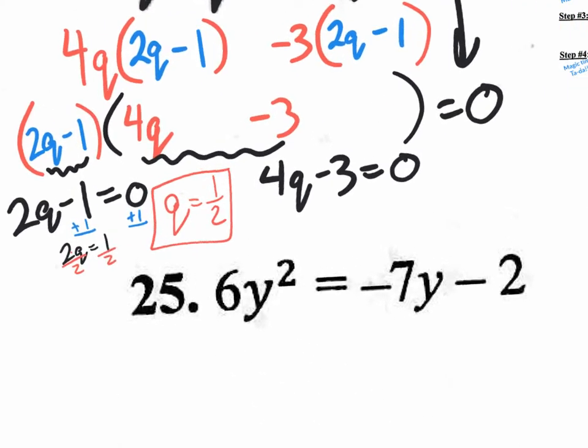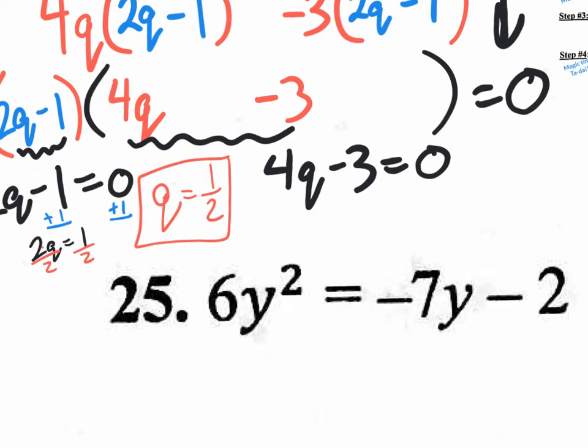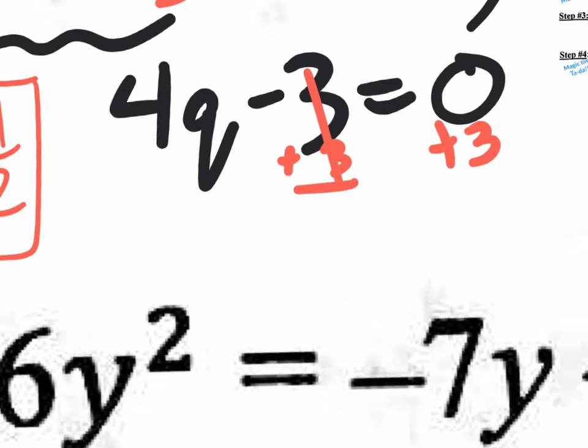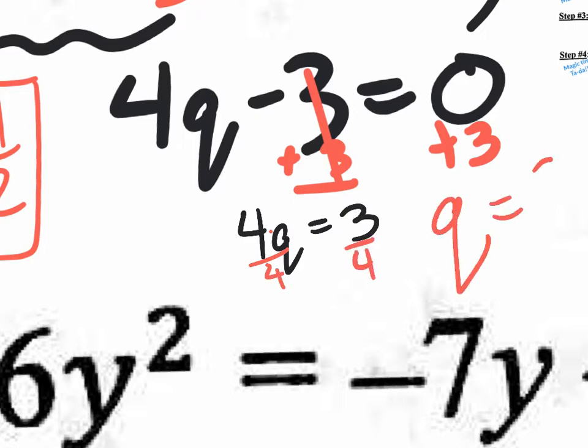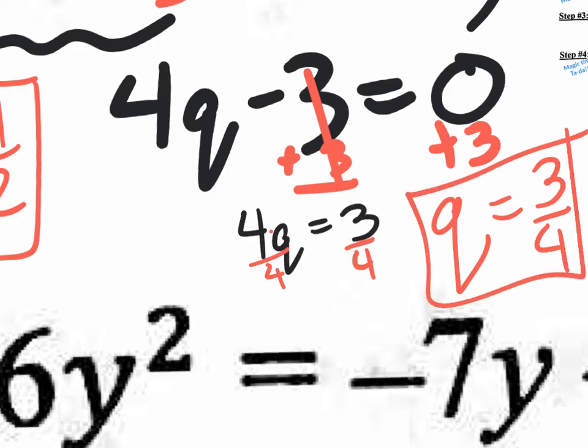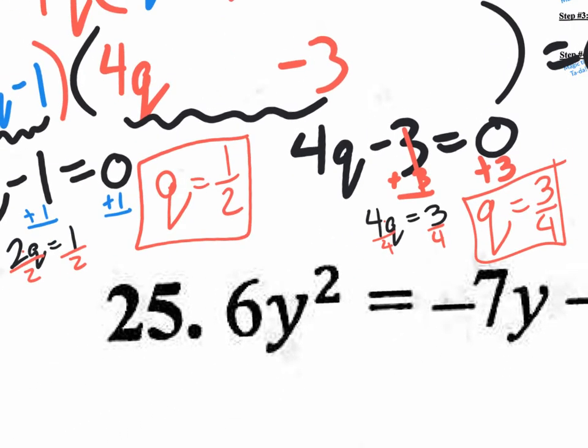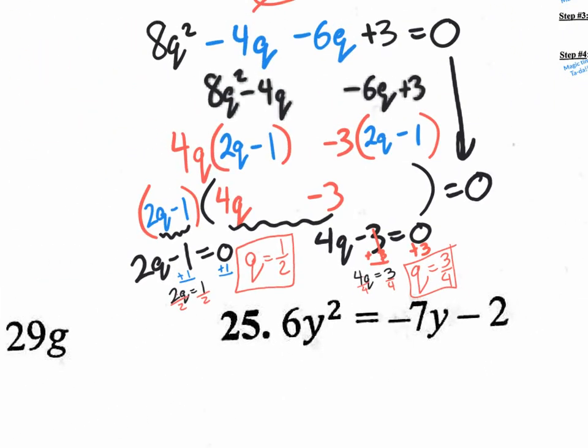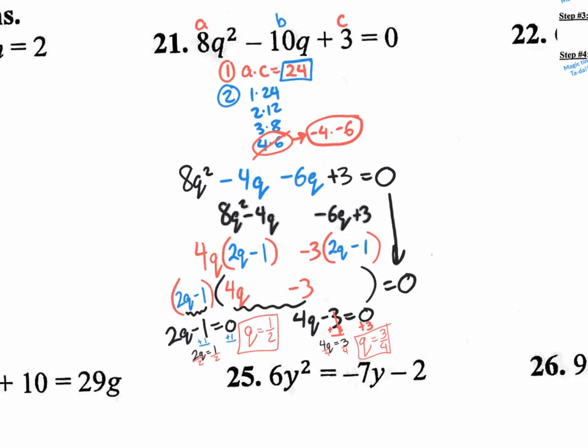Now let me go to the other simple equation, 4q minus 3. We're going to go plus 3, plus 3. So we're going to have, running out of space, let me zoom in. We're going to have 4q equals 3. Final step would be to divide by 4, divide by 4. So q equals 3/4. So those are your two answers for that question, 1/2 and 3/4. Q equals 1/2 and q equals 3/4.